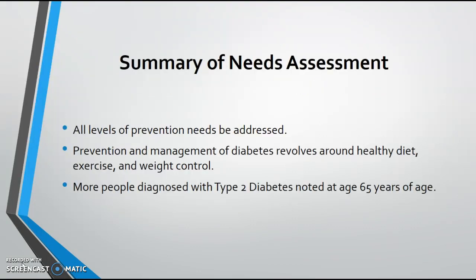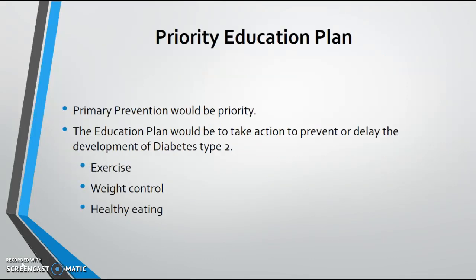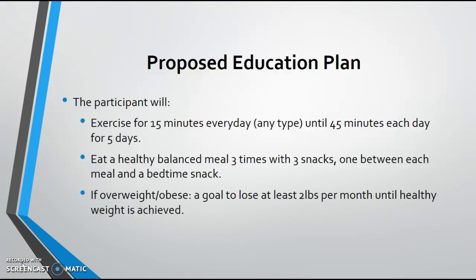Summary of needs assessment. All levels of prevention need to be addressed. Prevention and management of diabetes revolves around healthy diet, exercise, and weight control. Priority educational plan: primary prevention would be the priority. The education plan will talk about exercise, weight control, and healthy eating.